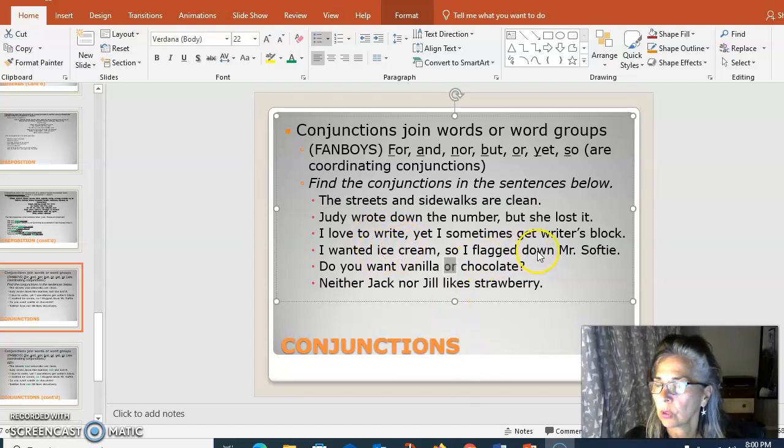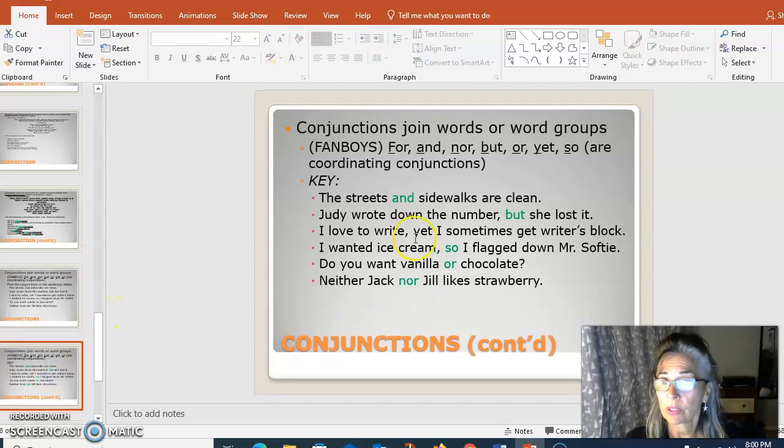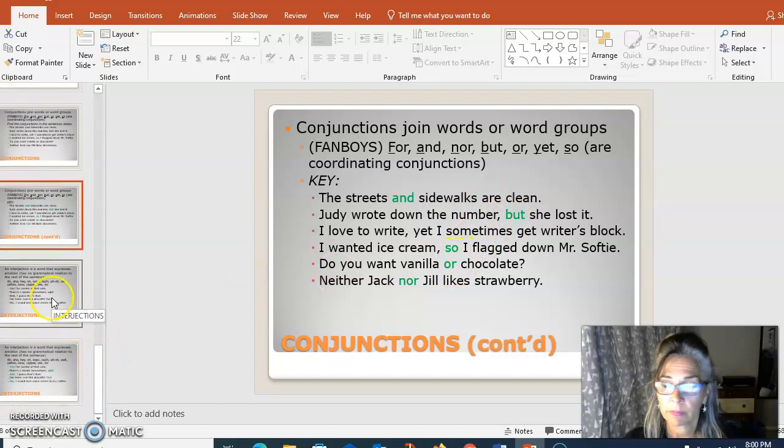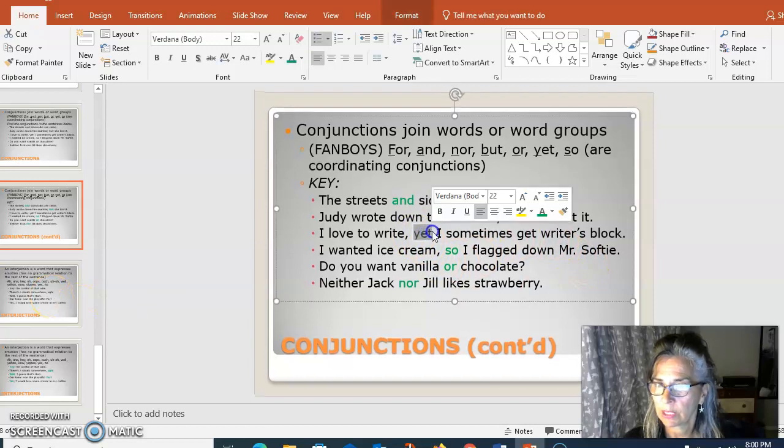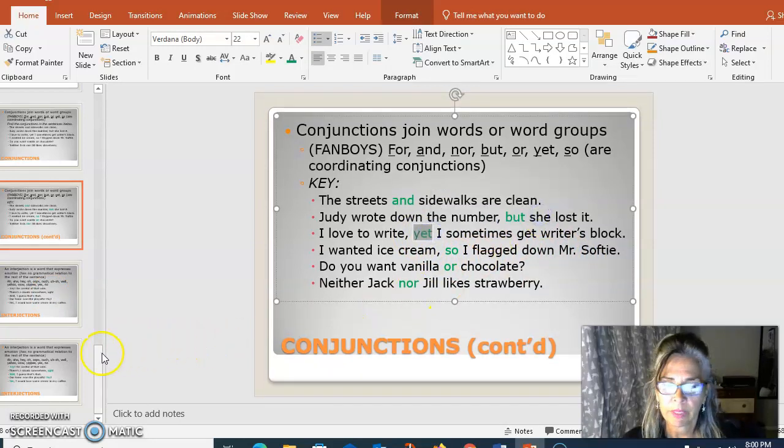Or whole clauses. Independent clauses. All right, so that's conjunctions, and they're easy to remember with the acronym FANBOYS. That's the key for what I just said.